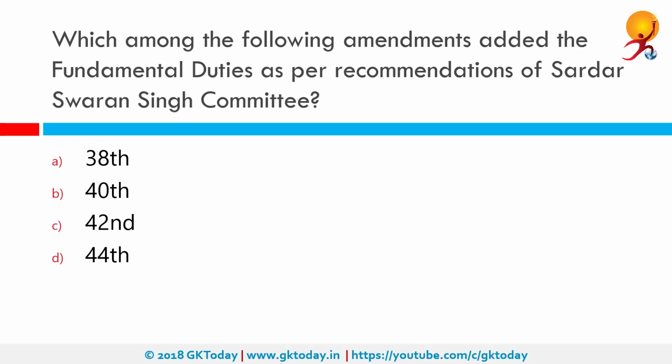Which among the following amendments added the fundamental duties as per recommendations of Sardar Swaran Singh Committee? The correct answer is 42nd. Sardar Swaran Singh Committee was constituted by Indira Gandhi soon after emergency was imposed in the country. The objective of this committee was to study the question of amending the constitution in the light of past experiences and recommend the amendments. The 42nd Amendment Act, which is also called the Mini-Constitution, amended many articles, and even the Preamble, as a result of recommendations of Sardar Swaran Singh Committee. The 10 fundamental duties were also added as per recommendations.